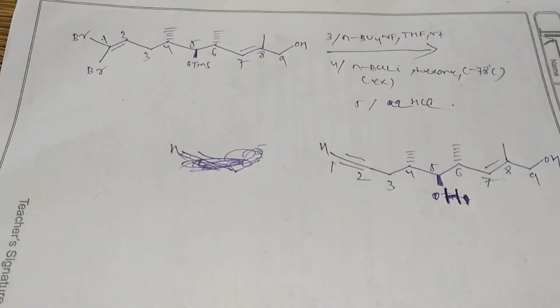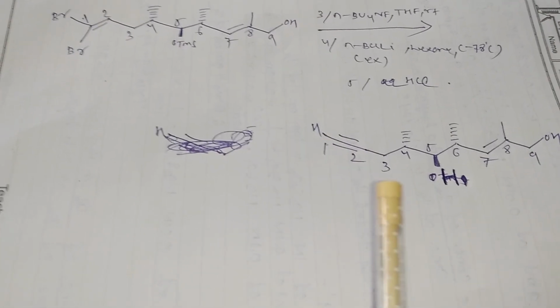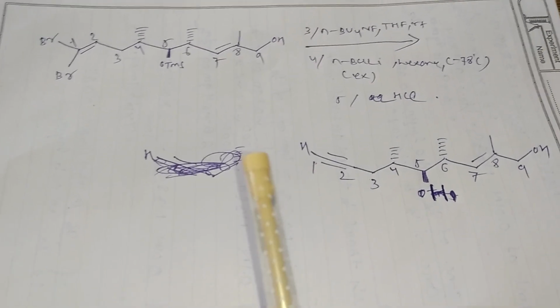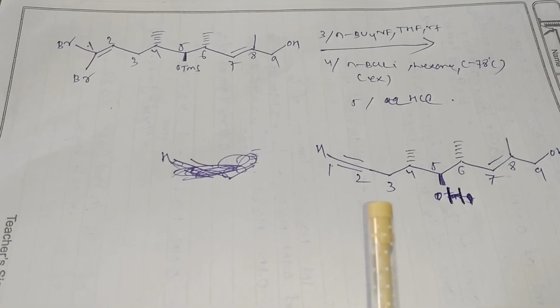So you can always understand that in the Corey-Fuchs reaction, or whatever it may be in organic chemistry, the reaction will not come directly. They can include oxidation, reduction, protection, deprotection, some side reactions. So this reaction is very important.